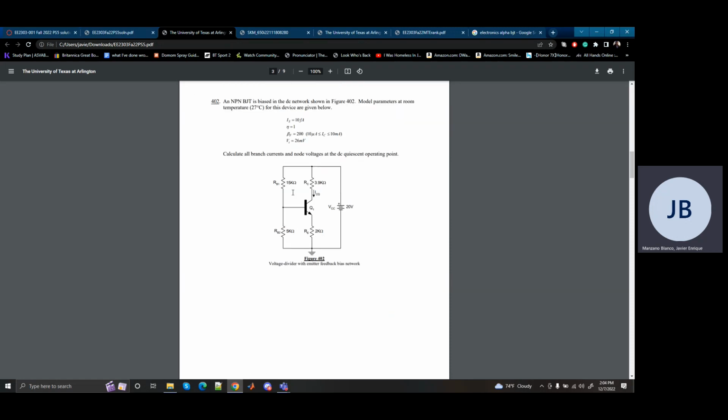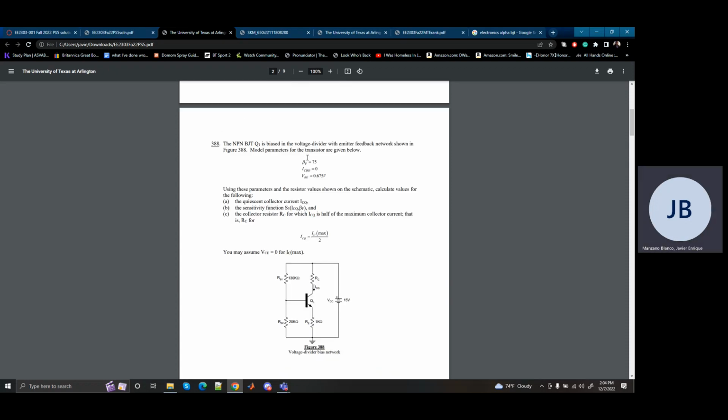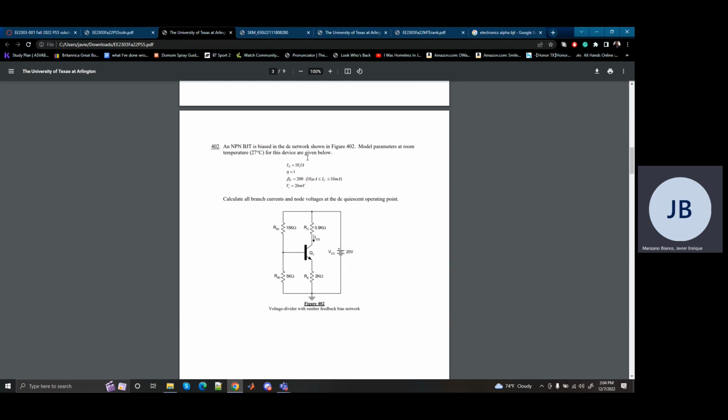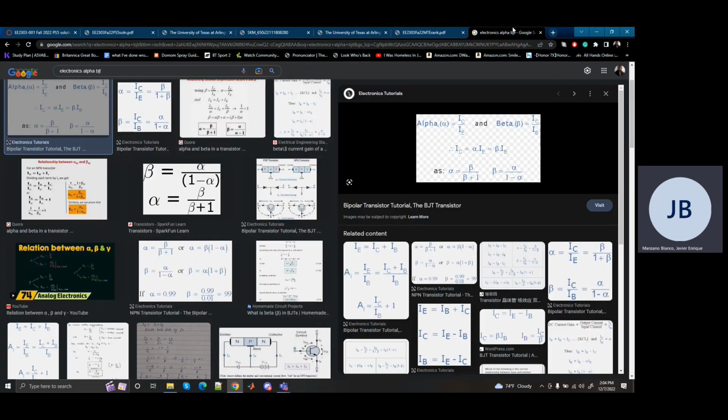Yeah. This is for problem 2. Yeah, beta F is 200. Oh, then I looked at the wrong one. And alpha is beta over beta plus 1. It's always a different variable. And so 1 over alpha.